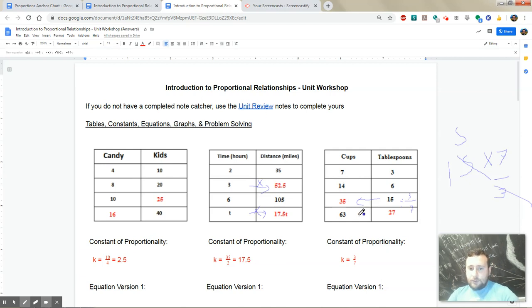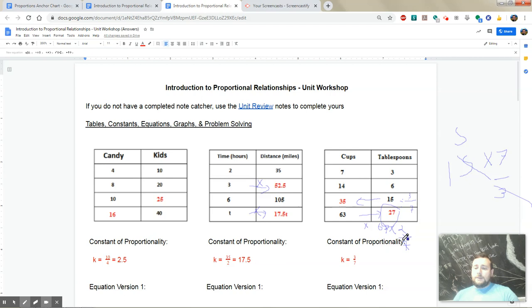Likewise, the 63 over here, if I'm trying to go from 63 to this 27, what I would have to do is multiply by my fraction. So in this case, I would do 63 times the K, which is 3/7. And once again, this is divisible. 63 and 7 fit into each other. You get 9. So 9 times 3 gives you 27.